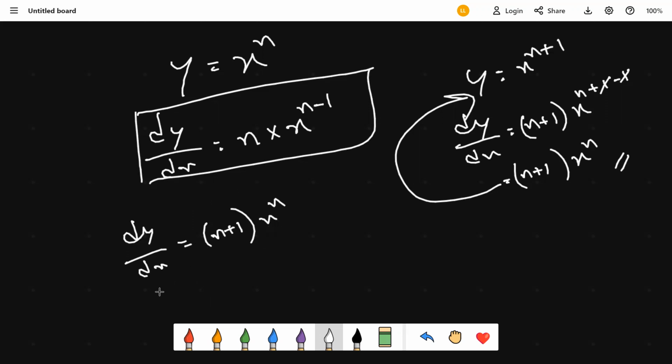Now, try to observe on the right-hand side, the only variable we have is x, isn't it? So we can simply take the dx part to the right side so that all the x's are together and all the y's are together on the other side. So simply doing cross multiplication, we have dy equals n plus 1 x to the power n dx, isn't it? Now we can do the integration. So we are integrating on both the sides.